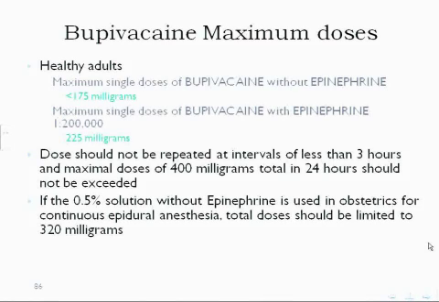Okay, the dose should not be repeated at intervals less than 3 hours because it will accumulate, and the maximal dose of 400 milligrams in 24 hours should not be exceeded. Okay, so you got to be a little bit careful. If 0.5% without epinephrine is used in obstetrics for continuous infusions, you should limit it to a maximum total dose of 320 milligrams.